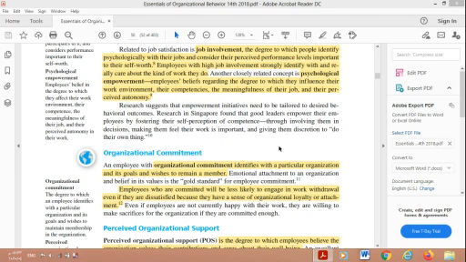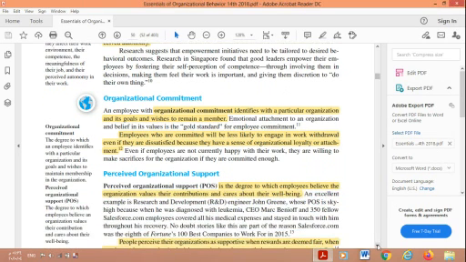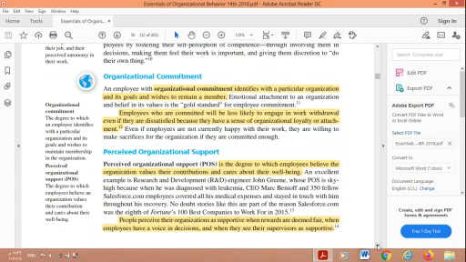Okay. So again, there are three main dimensions of commitment: affective commitment, continuance commitment and normative commitment. Another job attitude we have to discuss here is perceived organizational support. What do we mean by perceived organizational support? It is a matter of how the employees feel about this support. It is the degree to which employees feel the organization values their contribution and cares about their well-being.